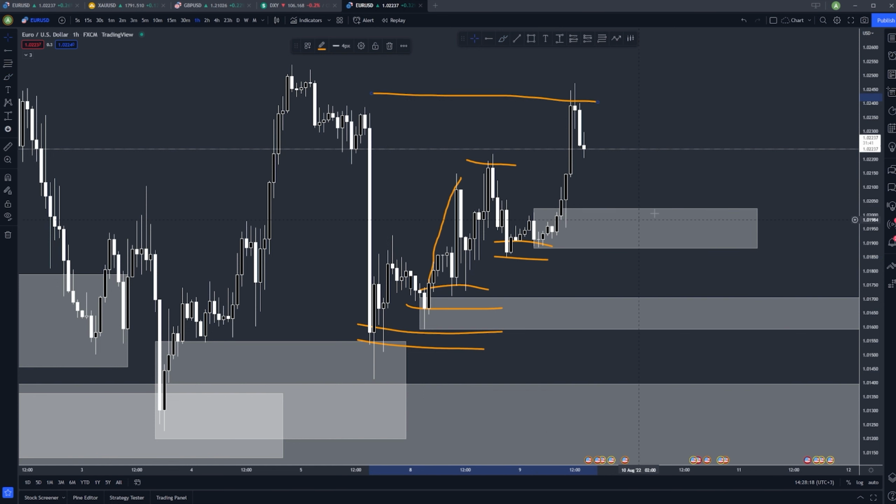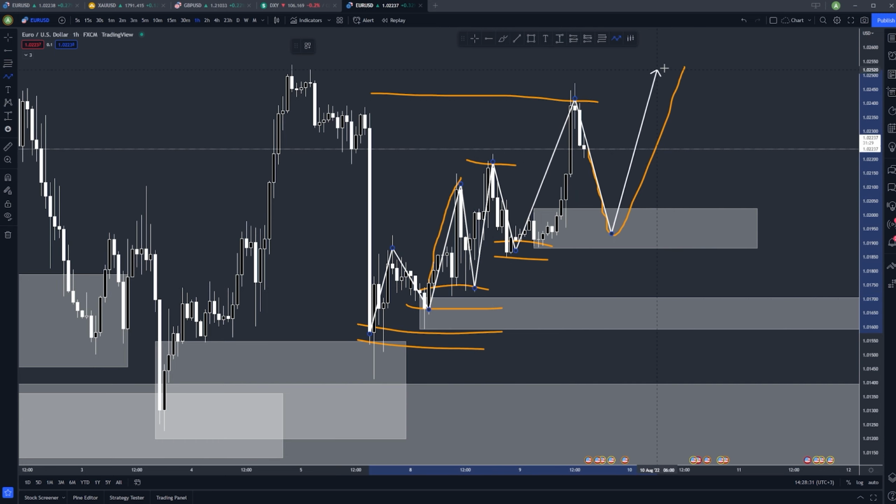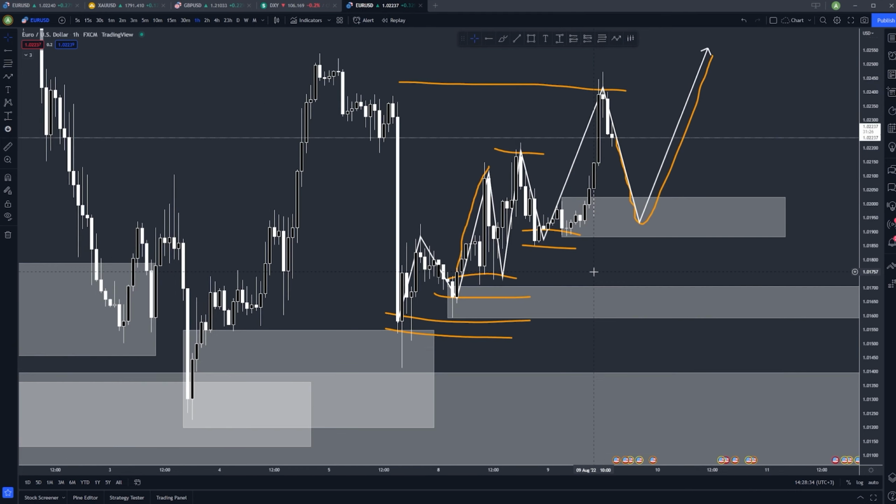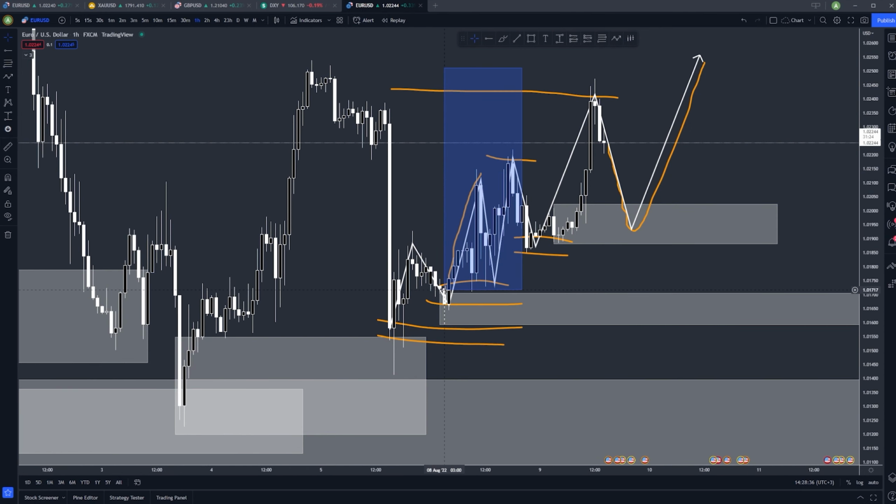So what does price do? It will probably come to this area to mitigate, to create a new higher high. You see, this is the exact example that I showed you earlier. Higher high, mitigation, higher high, mitigation, higher high, mitigation, higher high, right? So that's a really good structure that you can play off and you can take trades.